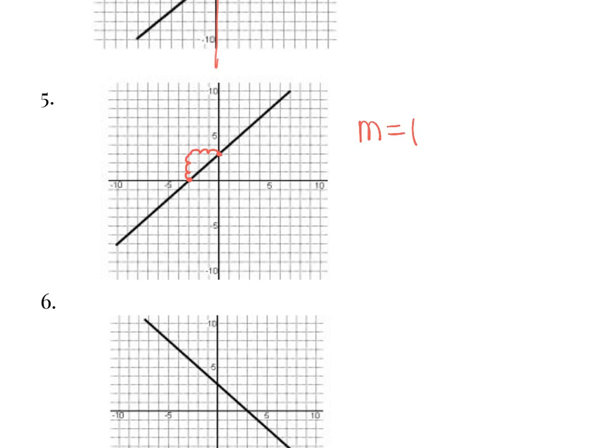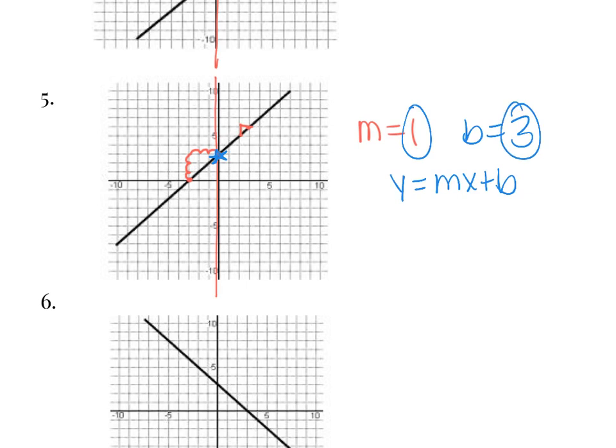And we can see that down here, because if I go from this point to this point, it rises 1, runs 1. Now, does this have a y-intercept? I'm going to go to my y-axis, and look, it crosses right here at +3. So my b is 3. Then I take my y equals mx plus b, and I plug in the m, and I plug in the b. Y equals 1x plus 3. And we're done.